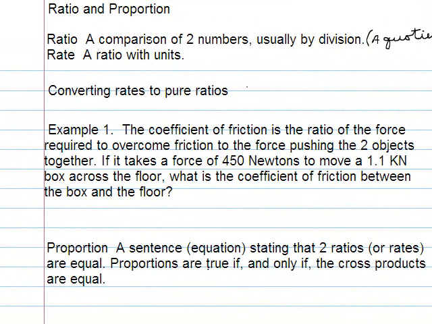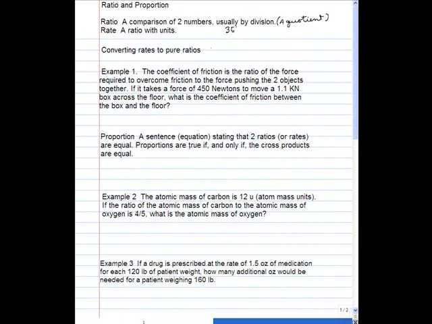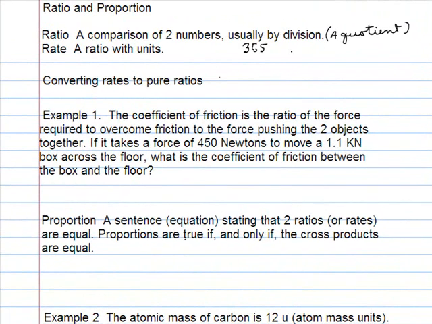A ratio is a comparison of two numbers. For example, I could compare the number 3 to 5, and I would simply write it as 3 to 5, and that would be a ratio. In the nursing department, instead of writing the word "to," they use a colon, 3:5, to represent that ratio. And that comparison is usually done by division in a math class.